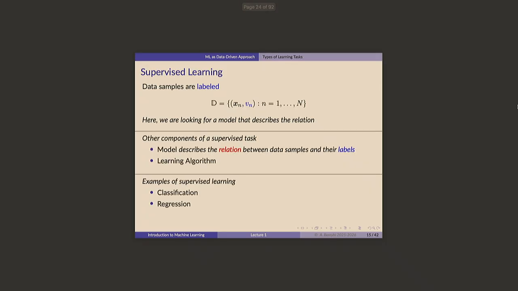Just wanted to give you this hint ahead of time. We leave it for now and get back to it quite a bit later. The key point here, as I told you, is that the model finds the relation between the label that you have and the original data. The learning algorithm finds the best model which represents this relation. Classification and regression are the famous tasks within the scope of supervised learning. Okay? And we're going to talk about them later.